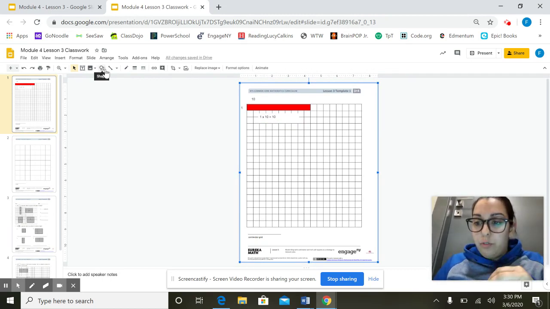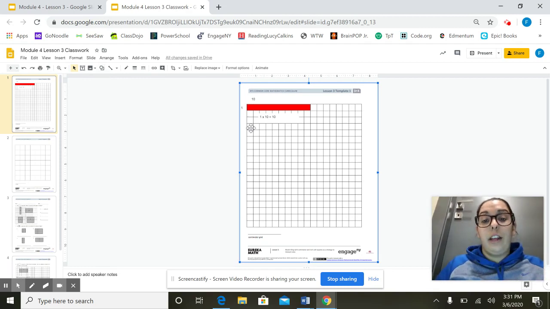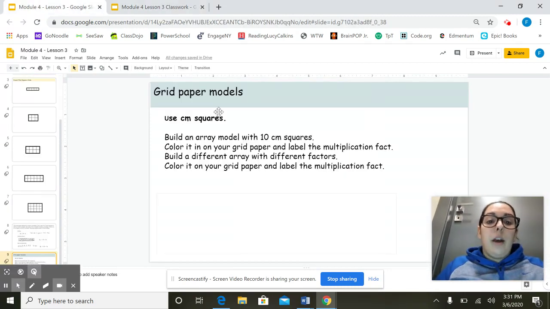Now, when you're using another array, whatever different array you use, with different numbers, make sure that you use a different color. Go ahead, pause the video, and do that. Come back when you're done.